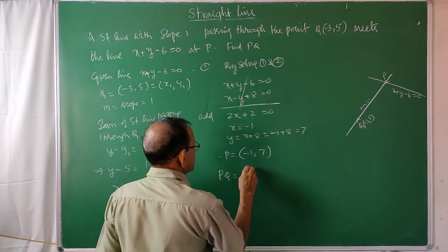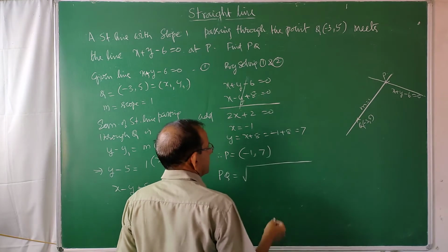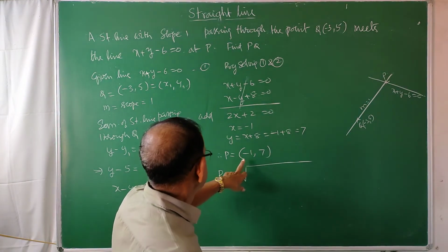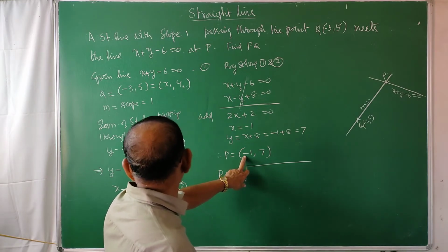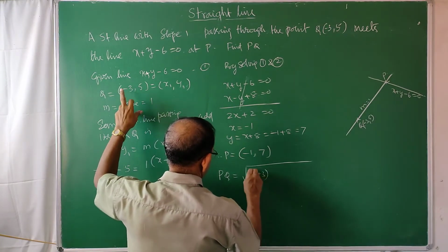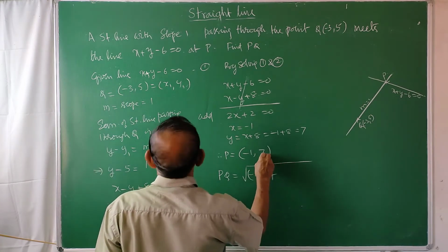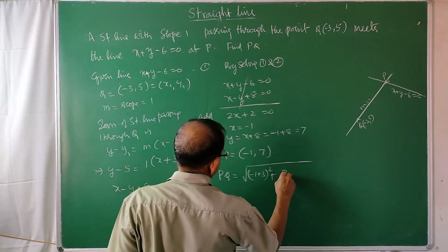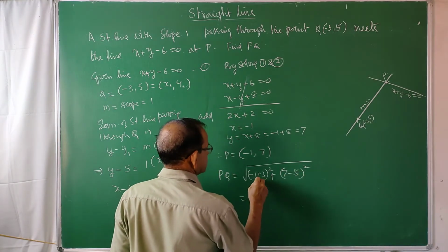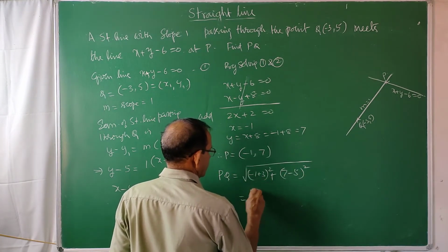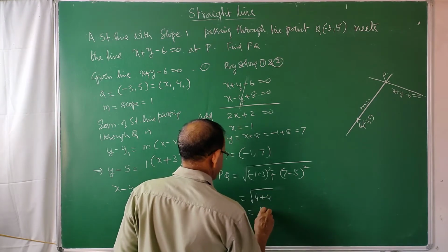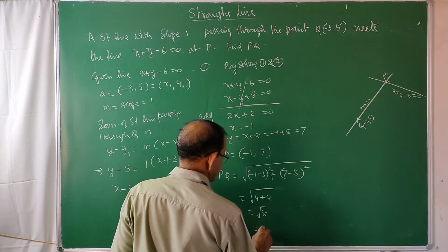PQ is equal to square root of (x2 - x1) whole square plus (y2 - y1) whole square, that is (-1 - (-3)), that is (-1 + 3) whole square plus (7 - 5) whole square. So equal to 2 square is 4, this is also 2 square, that is also 4. So that is root 8. Root 8 means root of 4 into 2, that is 2 root 2.